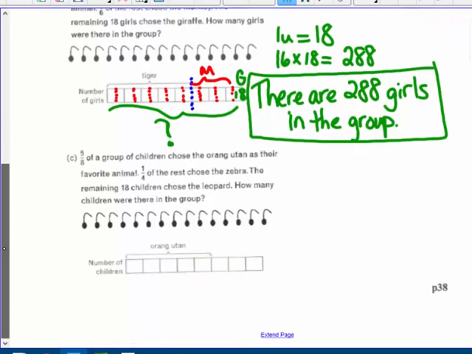Okay, C. 5/8 of the children now chose the orangutan as their favorite animal. So orangutan. 1/4 of the rest, I have 3 bars. I've got to cut them into 4ths. So is that 12ths? Wow. Okay, this is going to be tiny. It's going to be hard to do.